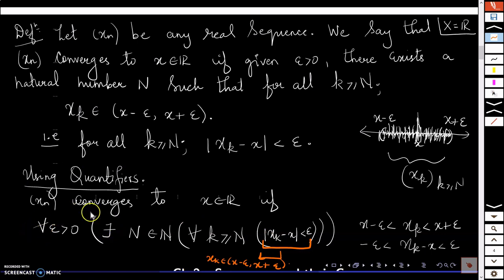So using quantifiers, how will I put the definition of the convergence? The sequence xn converges to x if for every epsilon positive there exists a natural number n such that for all k bigger than or equal to this natural number, the difference xk minus x is less than epsilon, or xk's belong to the open interval or the neighborhood x minus epsilon comma x plus epsilon.